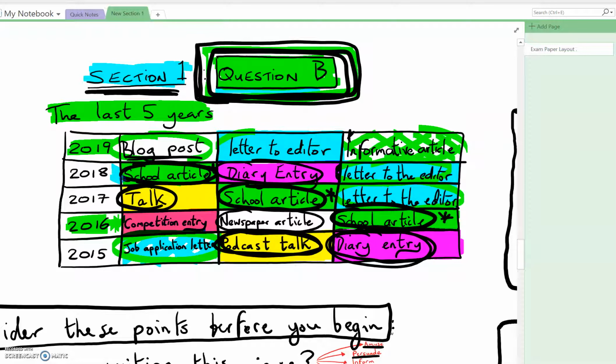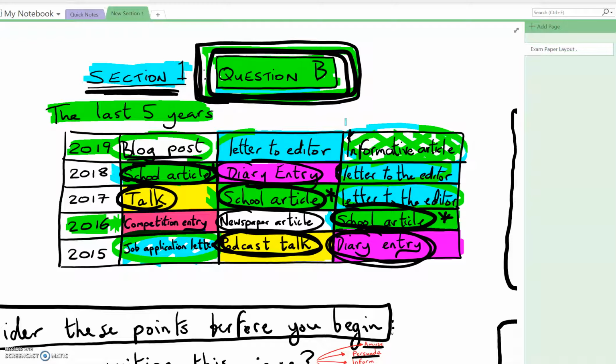It came up in 2018, came up in 2017, it came up in 2016, and in a slightly different format in 2019 insofar as it was an article, but it wasn't a school article, it was an informative article. So either way, they're articles and they have a certain purpose, they have a certain language, they have a certain form, they have a certain register, and they have a certain context.